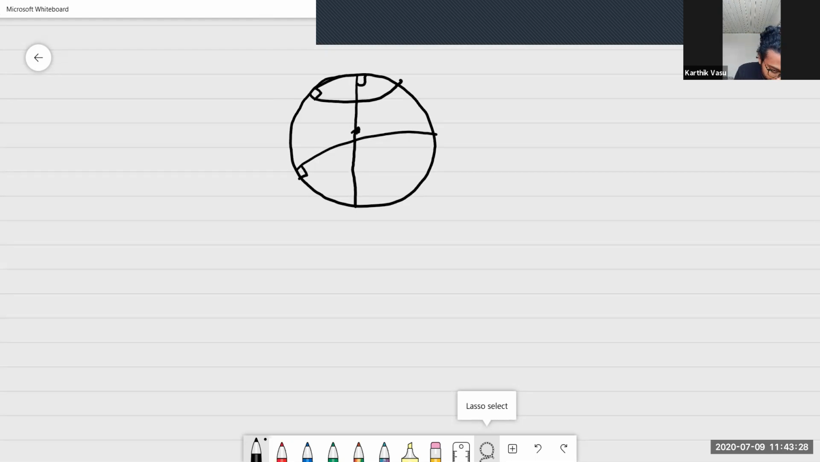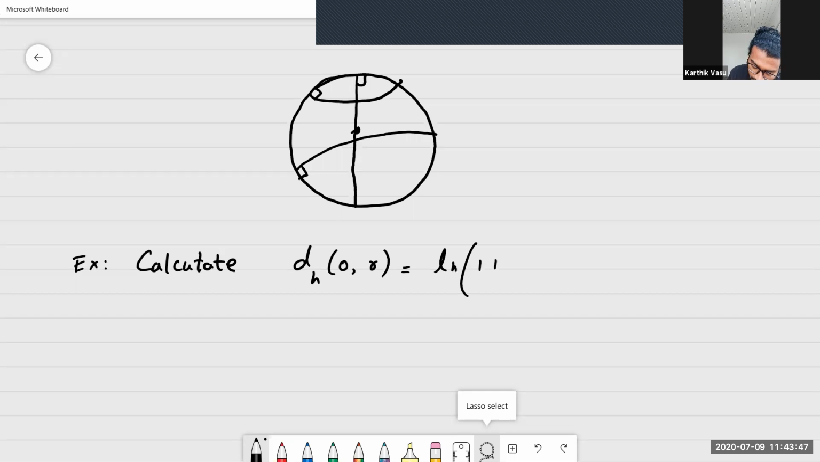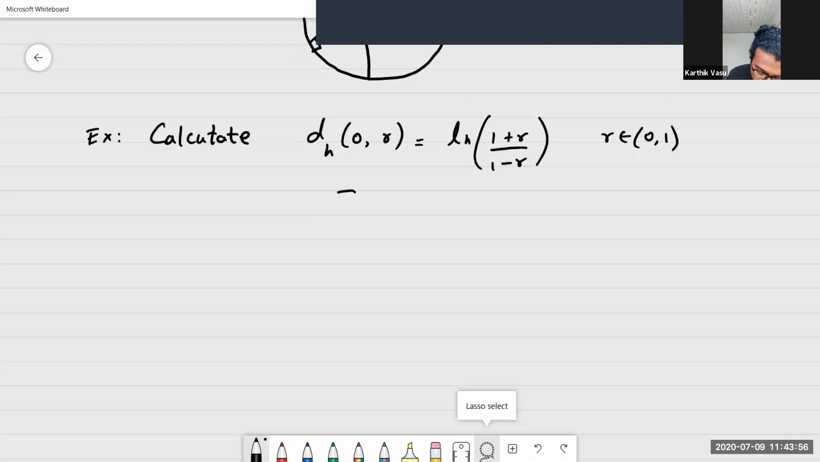So again, using the metric, you can just calculate. So basically, this is the distance between the origin and this point. Since you know that the geodesic is this, you can take a path and parameterize it like this. Then if you integrate, you will get this logarithm.